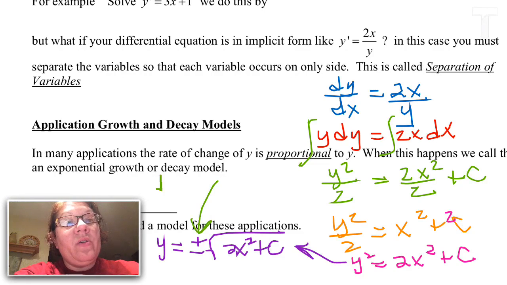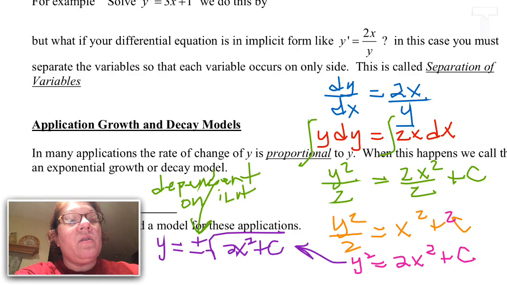So we've actually seen one of these in class that you did. So that sign is dependent upon initial condition. Well, that doesn't look like initial at all, does it?